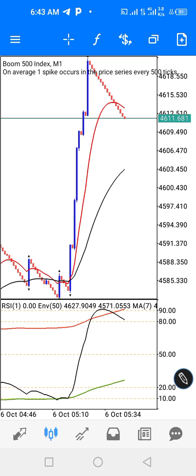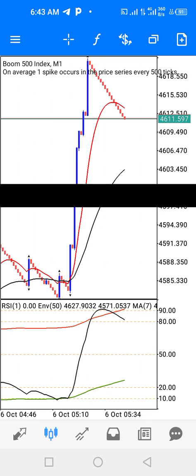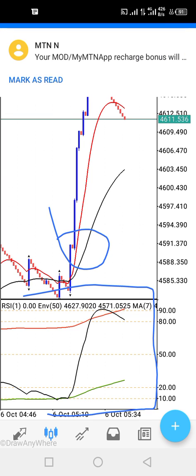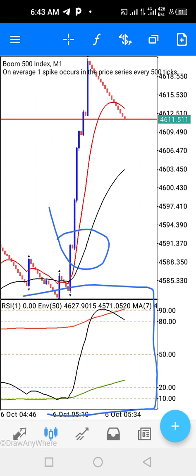So without wasting much of your time, let me explain how this strategy works. The way this strategy works is that, you see, this is your envelope. The envelope we'll be using for confirmation, and we also consider our main indicator window.